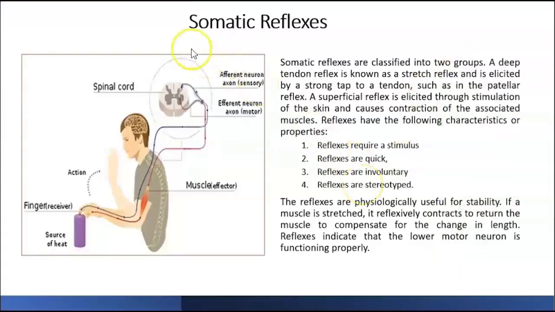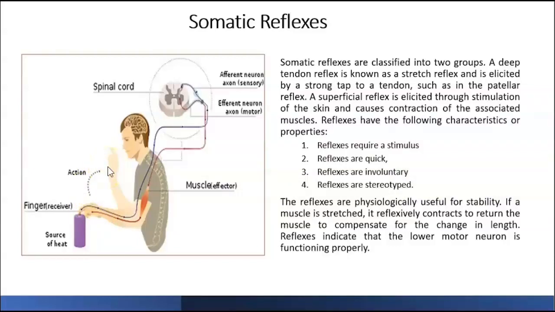Okay, the next topic is somatic reflexes, characteristics of reflexes. There are 4 main characteristics. They require stimulation, they are quick, they are involuntary, and they are stereotyped. Stereotyped means that they always happen the same way. For example, if you put your hand on a red hot stove, you always withdraw your hand the same way.